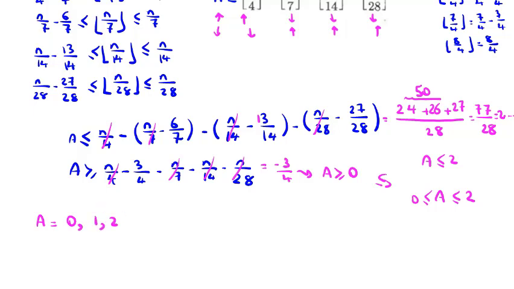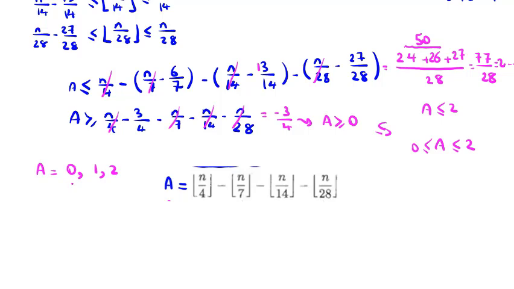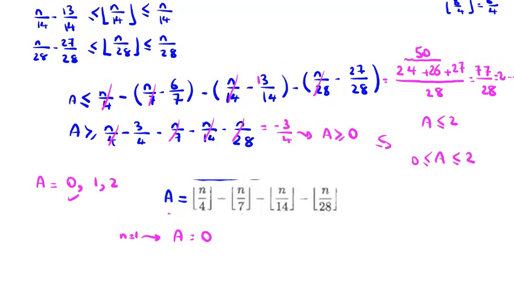For each of them, we find an example. Okay, for 0, for example, if we consider n equals 1, n is a positive integer, A will be, all of them will be 0. So for 0, we found an example. Now, if you pay attention, for 2, we found what we wanted to find.